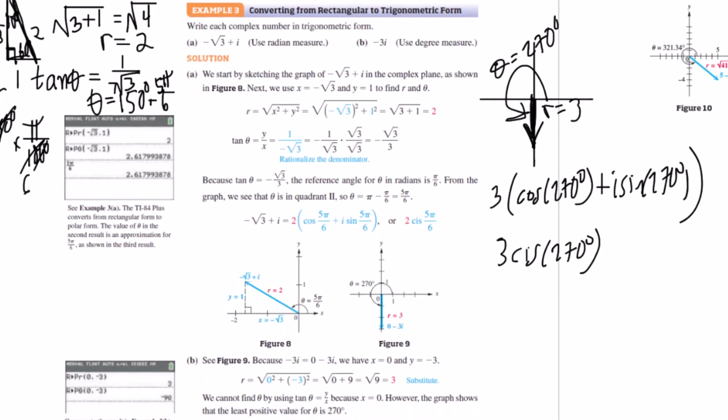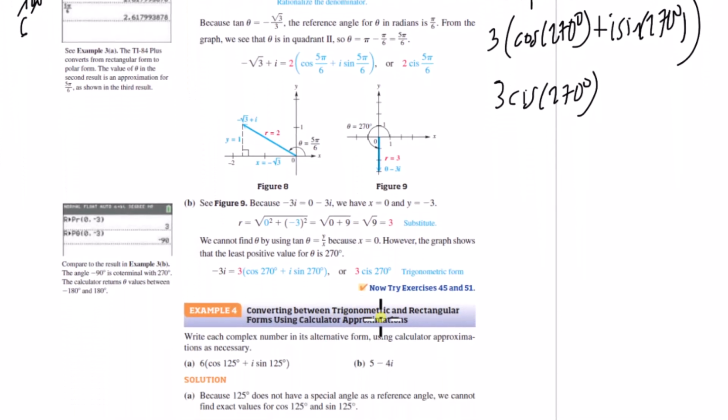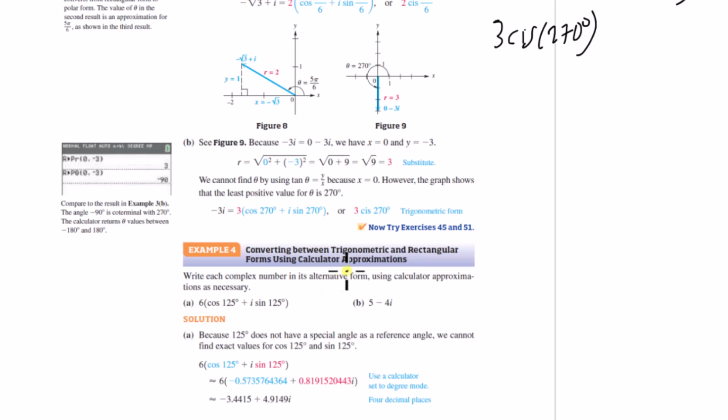Okay, now converting between trigonometric and rectangular forms using calculator approximations. So all they're doing here is that we're not going to have special angles like cosine 125. That's not a special angle. You put it in decimal form, right? So here they went from polar to rectangular, but the components are in decimal form. Okay.